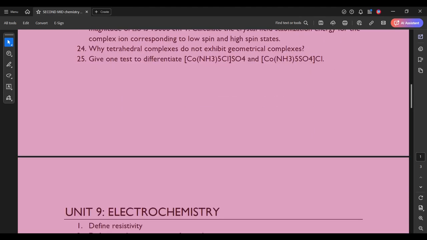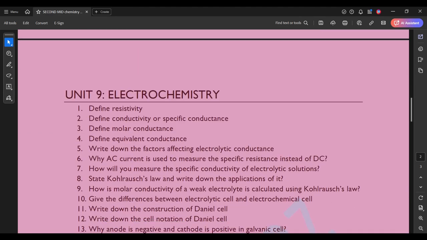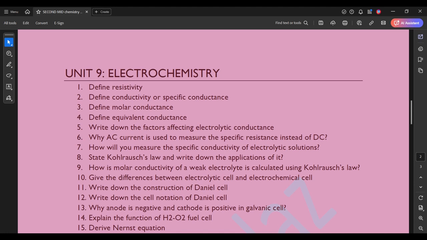Then unit 9, electrochemistry. Define resistivity, define conductivity or specific conductance, that is kappa, define resistivity rho, define molar conductance lambda m, define equivalent conductance lambda. Write down the factors affecting electrolytic conductance is an important 5-mark question. Why AC current is used to measure the specific resistance instead of DC is a book back question, 2 marks. How will you measure the specific conductivity of electrolytic solutions, book inside, where we use the Wheatstone bridge.